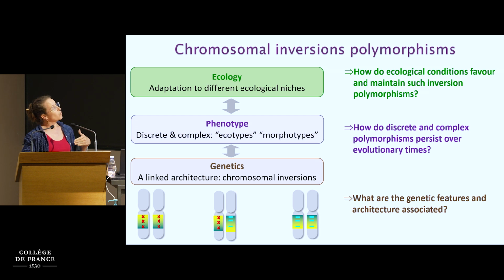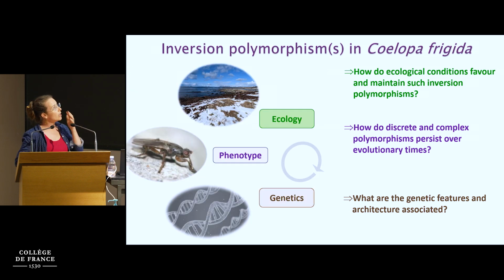And of course, linking with selection, one of the questions is: are there specific ecological conditions, for example, a balance between distance and ecological niches, that will particularly select this kind of architecture, or under which it would be very advantageous to have this kind of polymorphism? I'd like to address this question in the system of Coelopa frigida, and I will try to take you from the field to the lab, to the genomes, and possibly back to the field, to try to understand this link between ecology, genetic architecture, and phenotypes.